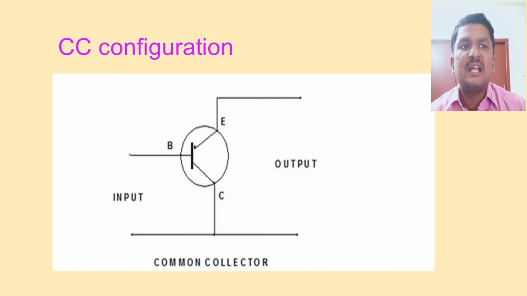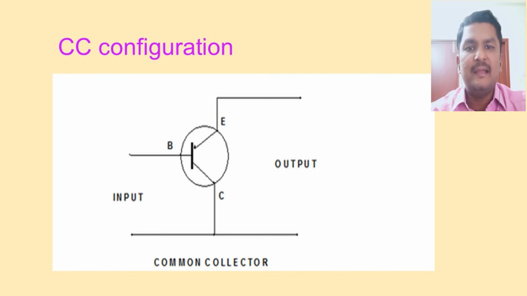In CC configuration, the circuit diagram is shown here. Collector is grounded, input is observed between base and collector, VBC, and output is observed across emitter and collector, VEC. This is the circuit diagram of CC configuration, and I consider PNP transistor only. So the direction of conventional current is from emitter to base.